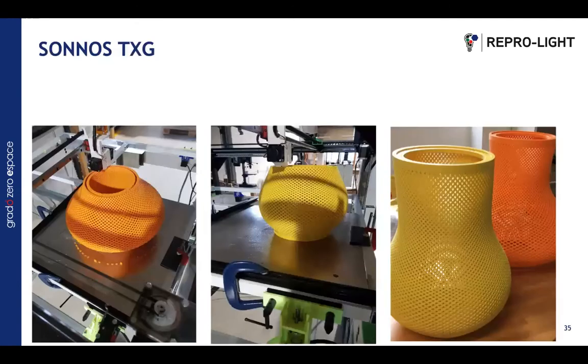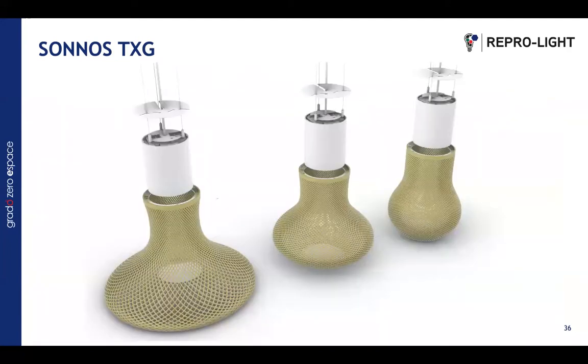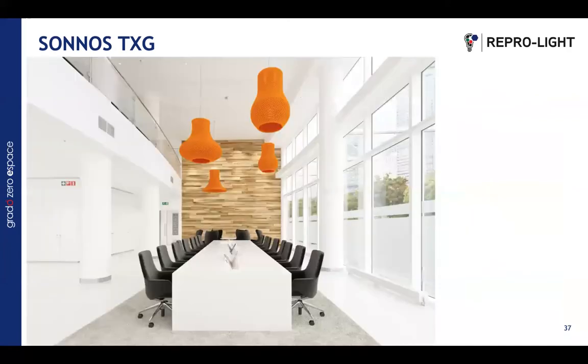Some details of the fused deposition modeling for the SONNOS luminaire, showing the interfiber bonding region and the voids that can occur when the layers do not fully adhere to one another. Again, one slide with the SONNOS lamp shading elements, three different geometries, and one rendering of the product.